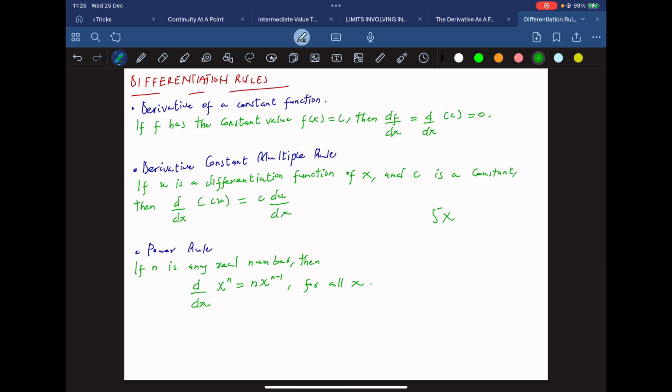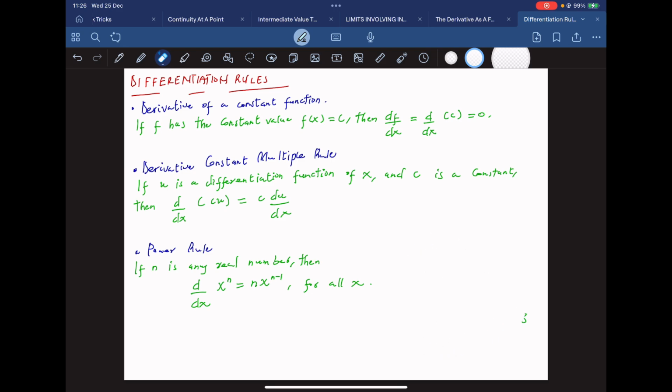Now the second one says that if you have a constant multiple, for instance, if we have 5x and you're differentiating this, you can bring the constant outside, then you differentiate the variable. So in this case, you have 5, and if we differentiate x, you have 1. So this is 5. Another example is, say, -8t. Now you can bring the constant outside, then you differentiate your variable, t. And in this case, this is also -8. So that is basically the constant multiple rule.